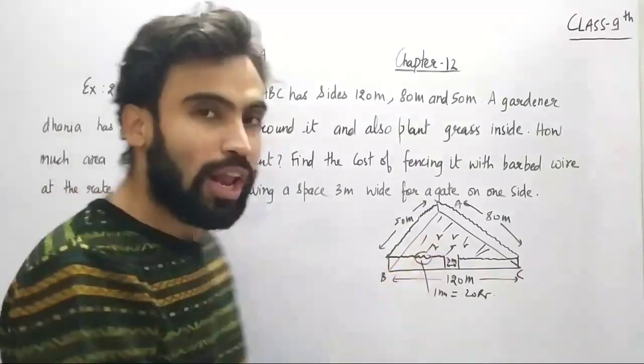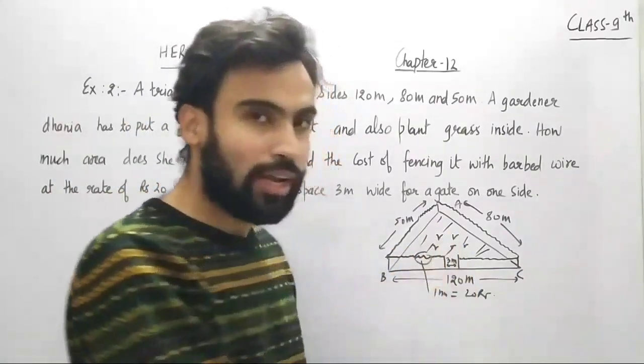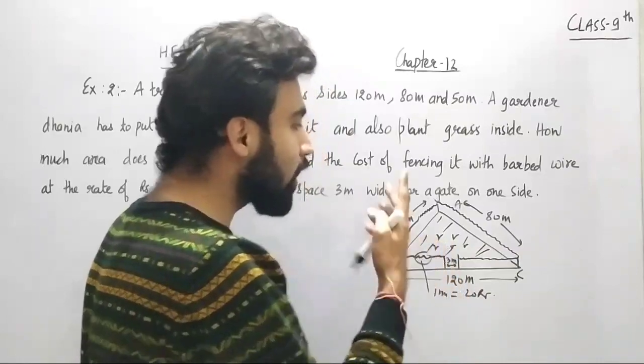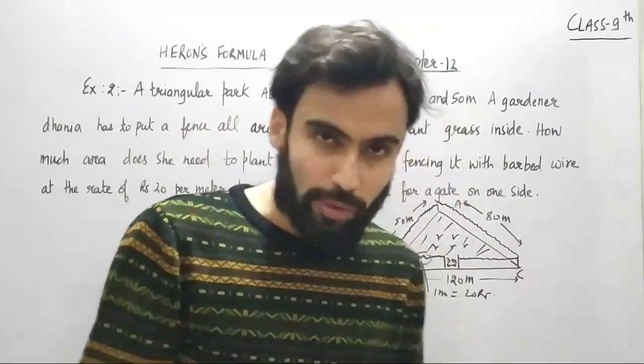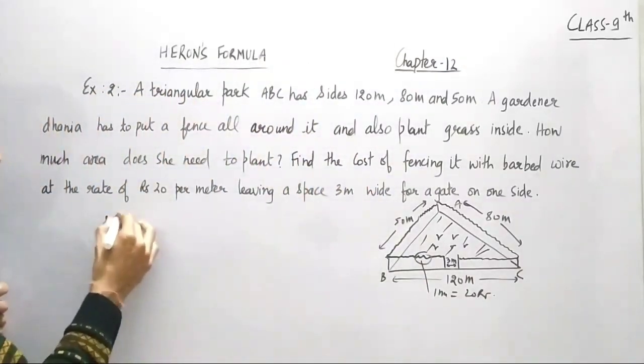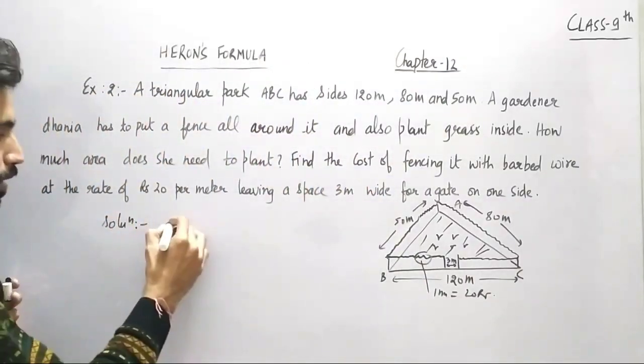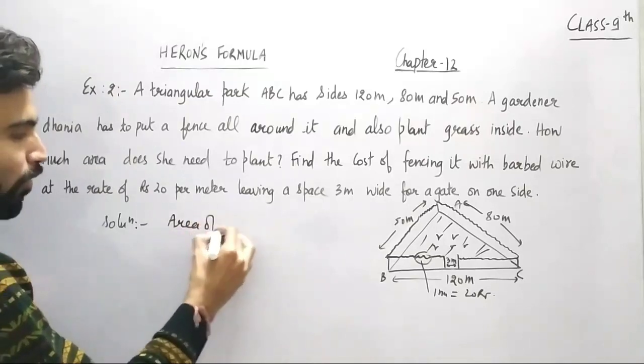Now you can see, first of all I'm going to find out the area of this triangle, ताकि हम देख सके कि कितना एरिया है जो उसको ग्रास जो है प्लांट करनी है गार्डनर को, right? So let us now start off our solution here. So the first step is I'm going to find out the area of triangle.